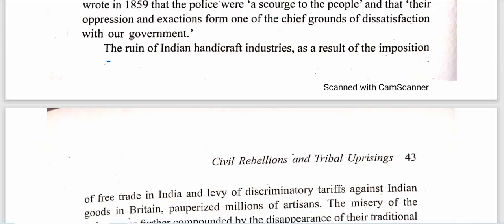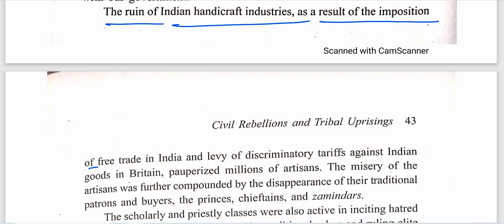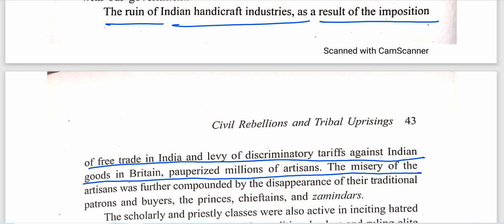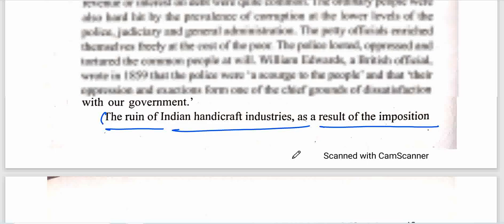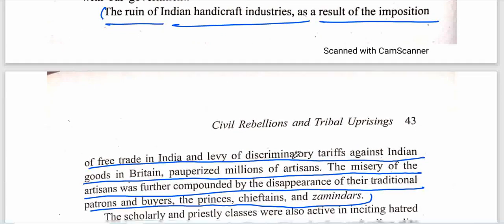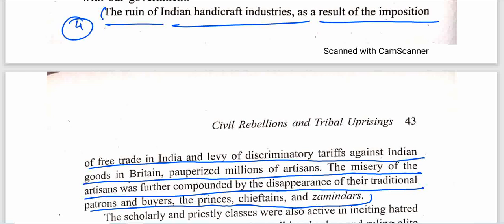The ruin of Indian handicraft industries, as a result of the imposition of free trade in India and discriminatory tariffs levied against Indian goods in Britain, impoverished millions of artisans. The misery of the artisans was further compounded by the disappearance of the traditional patrons and buyers. This can also be important in terms of destruction of local industry. If you have any idea, you can also write in the comment box so that I can develop my notes. Okay, this is going to be the fourth point.